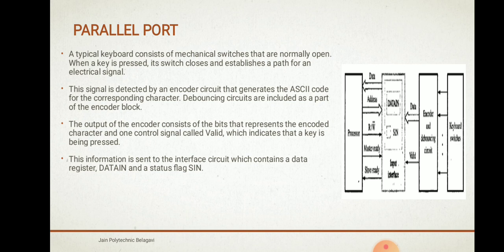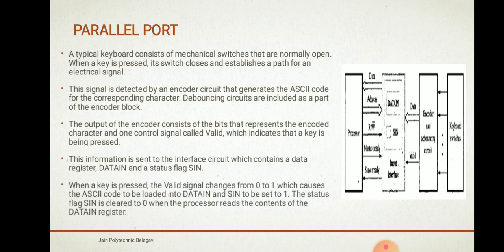Now the data containing the encoded character as well as the valid signal is sent to the interface circuit, which contains a data register called data in and a status flag SIN. As you can see in the diagram, the interface circuit contains two registers, data in and status flag SIN. So when a key is pressed, the valid signal changes from 0 to 1, meaning the key has been pressed, which causes the ASCII code to be loaded in data in.